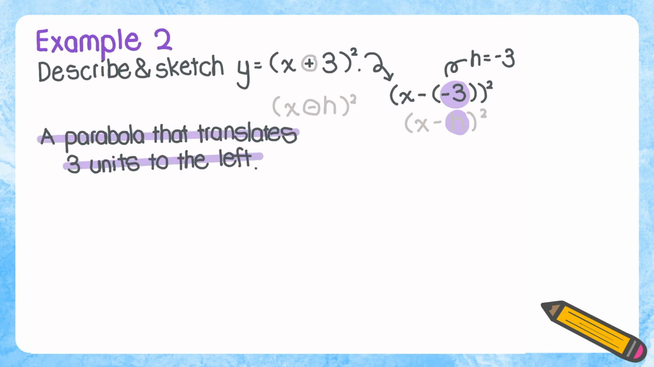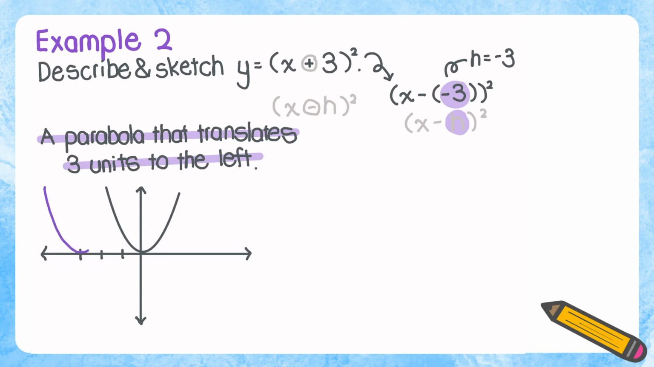Next, let's do our sketch. So I'm going to draw out the axes. And then my parent function's right here. Then we move 3 units to the left. So I'm shifting my parabola 3 units to the left, and here's my final sketch.